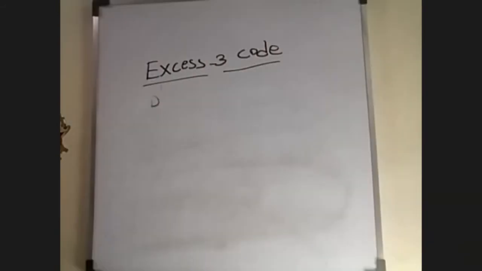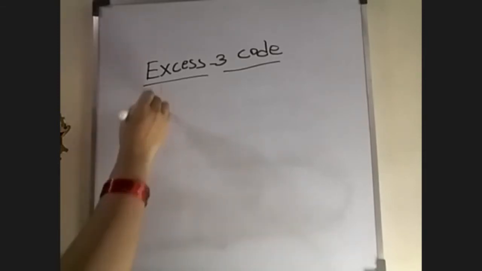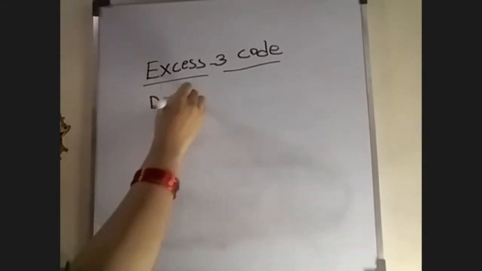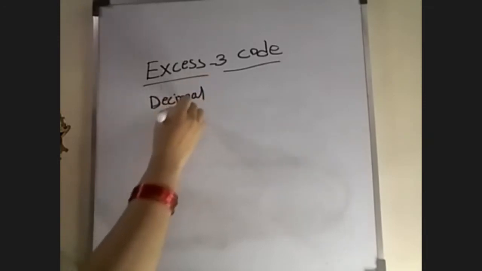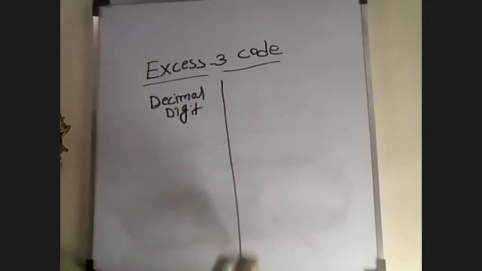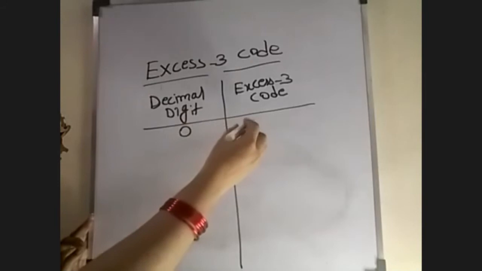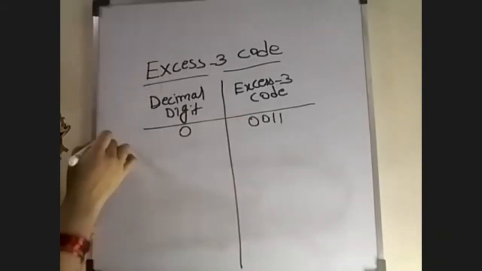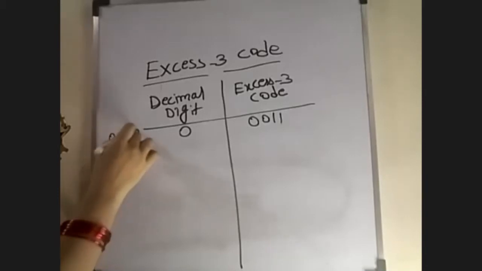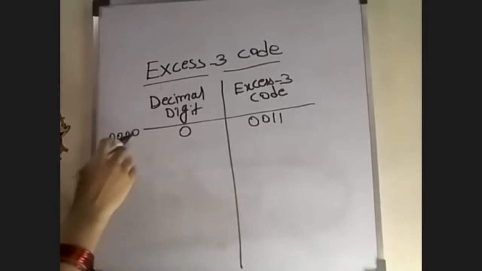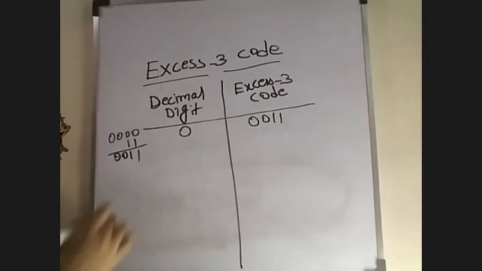Construct a table. One column is the decimal digit, another column is its equivalent XS3 code value. So 0 means 0011. Why? Because 0 means BCD value 0000, and you add +3. That means 0011.